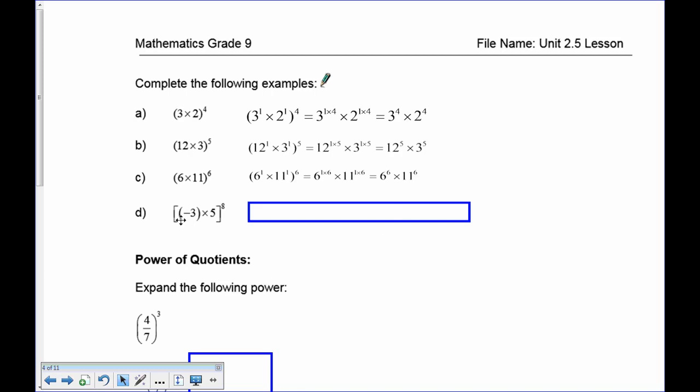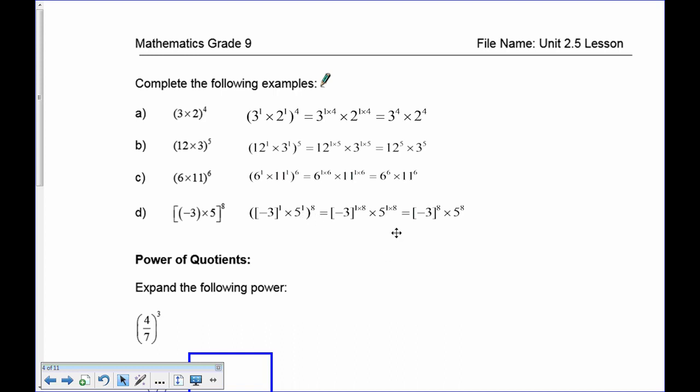And the last one. This one's a little bit trickier because I have a negative here, so you've got to keep your brackets around your negative. So I've got negative 3 to the power of 1 times 5 to the power of 1, raised to the power of 8. So again, this one here is going to be multiplied by the 8, and this one here is going to be multiplied by the 8. That gives us negative 3 to the 1 times 8, 1 times 8 being 8, gives us negative 3 to the 8. You notice I kept the brackets around the negative 3 all the time because that forces the negative to stay with the 3 and be a negative base. All right, and then 5 to the 1 times 8 gives us 5 to the 8.